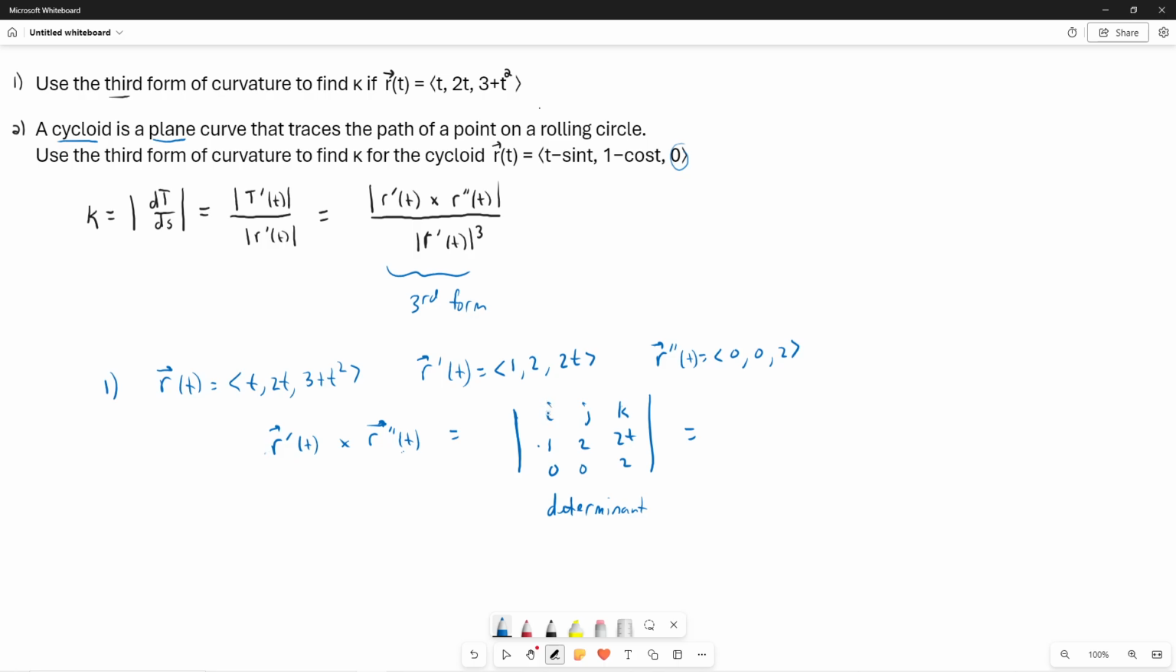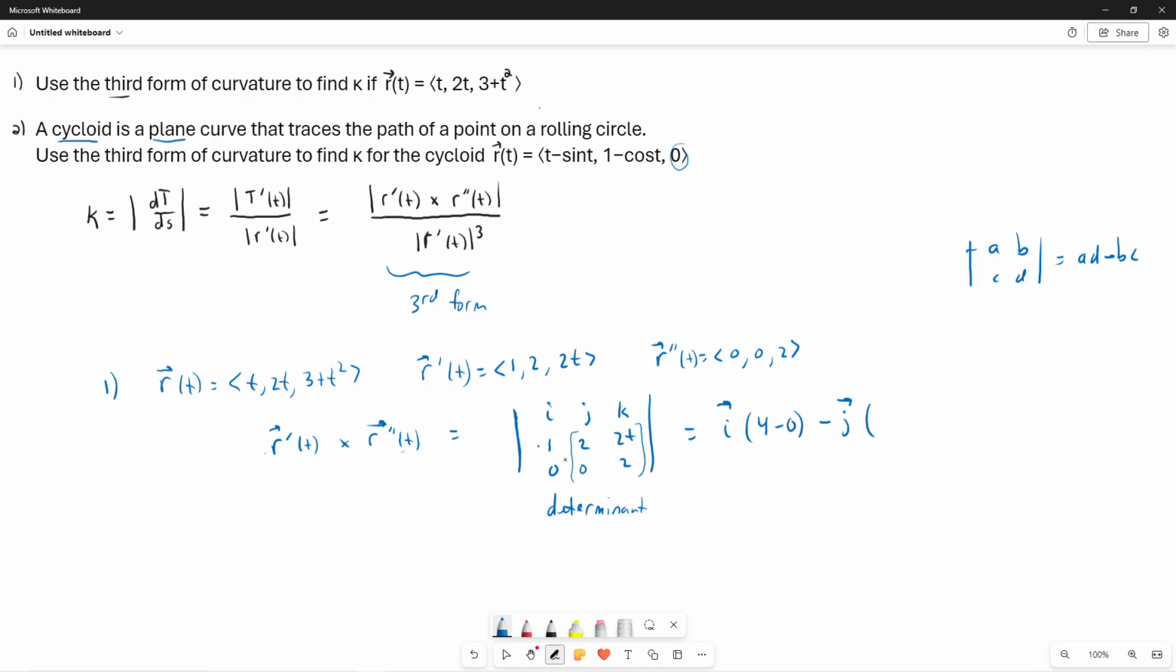And that determinant is computed by doing the vector i times the determinant of this little 2 by 2 matrix here. The determinant of a 2 by 2 matrix is the difference in the products of the diagonals, ad minus bc. So this would be i times 2 times 2 is 4, minus 2t times 0 is 0. And then we go to j and to k. Now when we go to j, we have to do a minus. So minus j, it's plus, minus, plus.